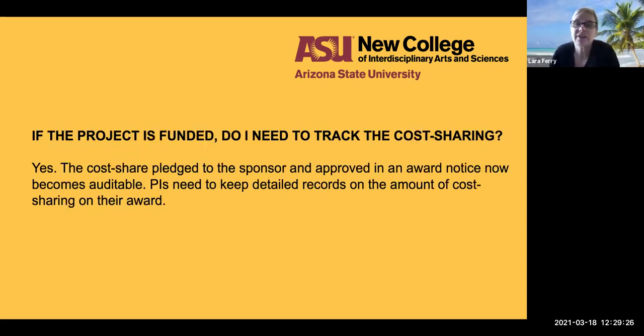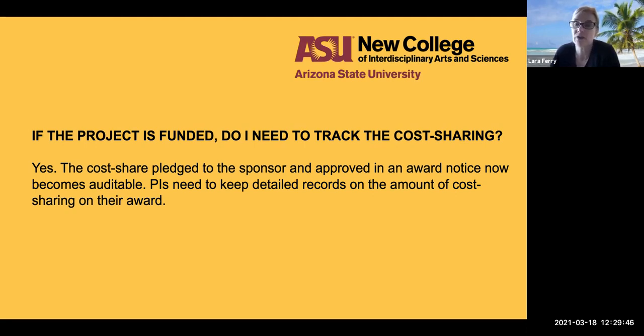If your project is funded, do you need to track the cost sharing? Yes, absolutely. The cost share is a pledge to the sponsor. It's going to be in your award notice. And so, like I said, it is auditable. So you need to keep detailed records on the amount of cost sharing and how that cost sharing is coming in and being used. Now, if it's your salary that's cost sharing, that's a little bit simpler.